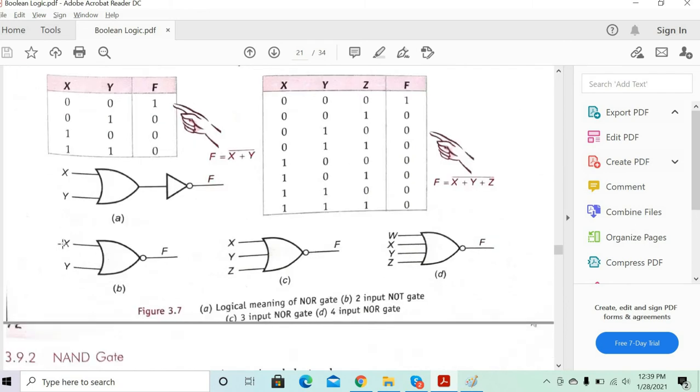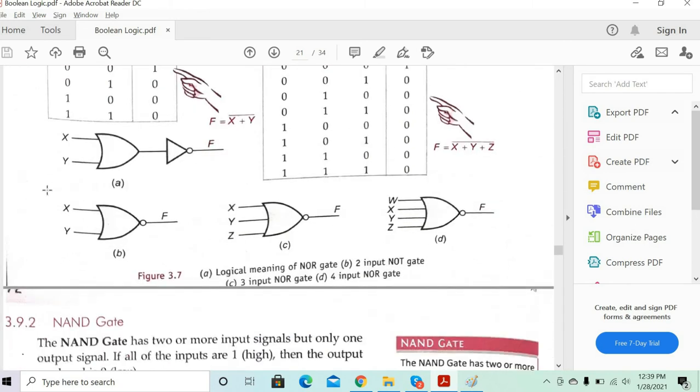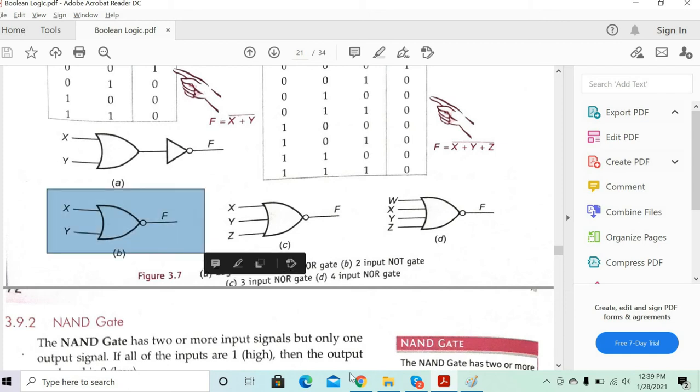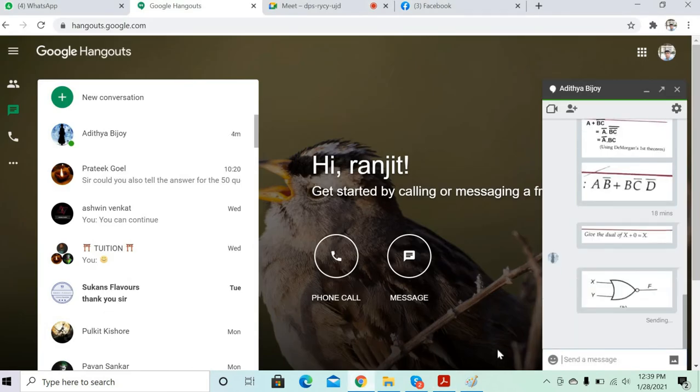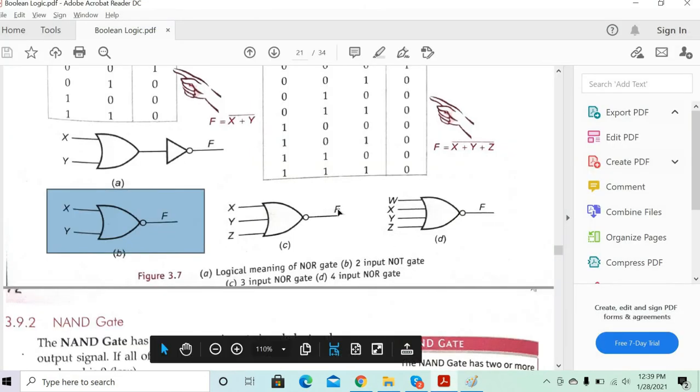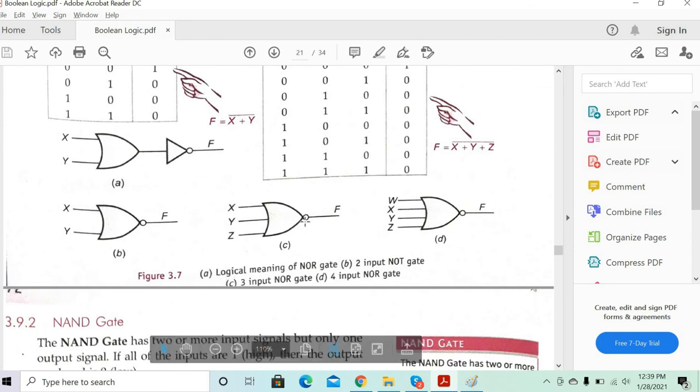Yes, sir. And how do you represent the NOR gate? Just put the OR gate and put the circle on the top. The combination of OR and the NOT gate is called the NOR gate. So this is how we represent the NOR gate. Clear? Yes, sir.